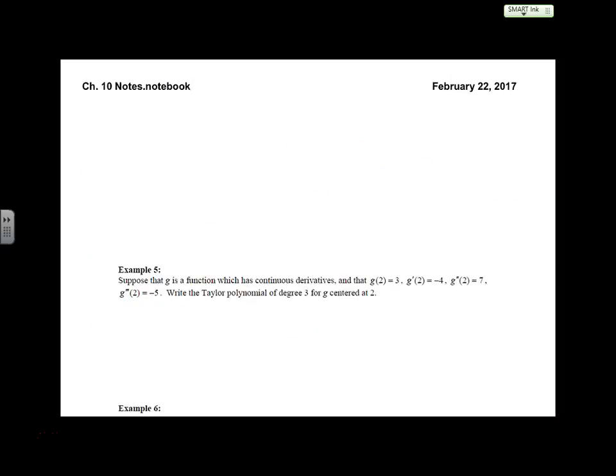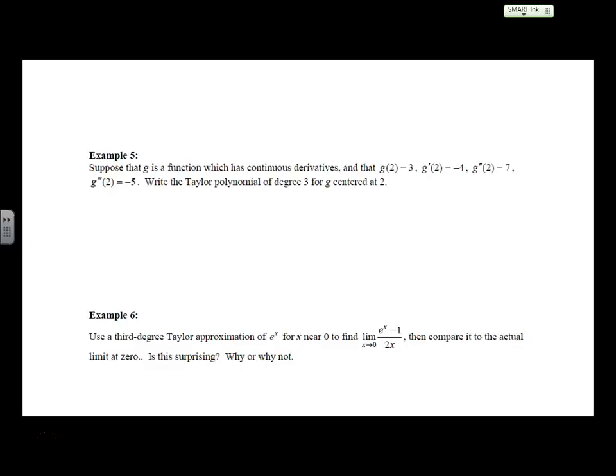Okay, but wait, it gets easy, because it's 0.1. Wait, how does it get different? Look at number 5. Suppose that g is a function which has continuous derivatives, such that there's g prime, g double prime, and g triple prime. Guess what? They're getting us ready for a Taylor polynomial. How are we going to do that? Look this up with the answer.